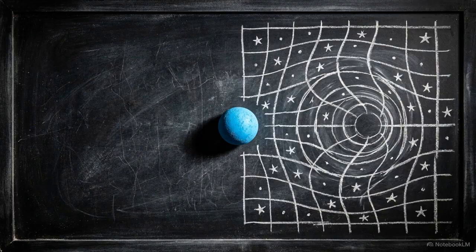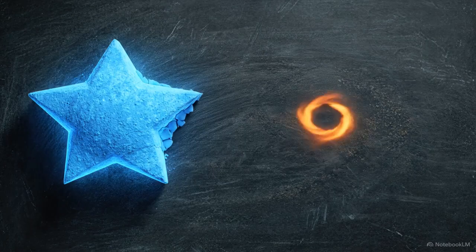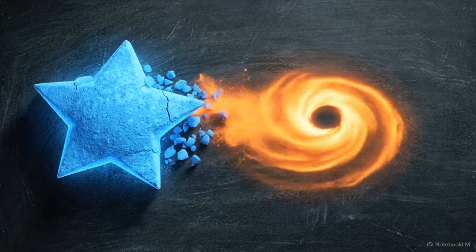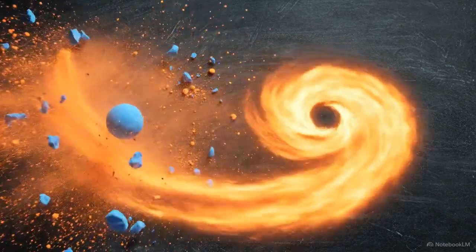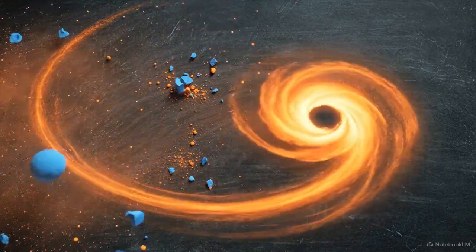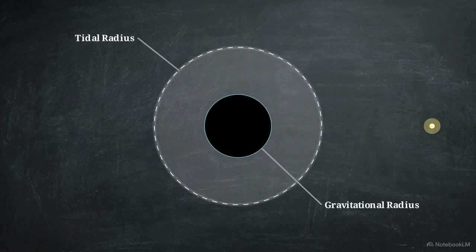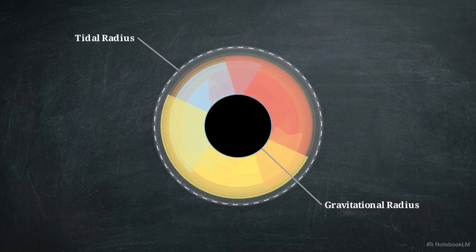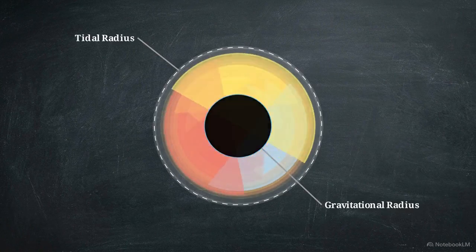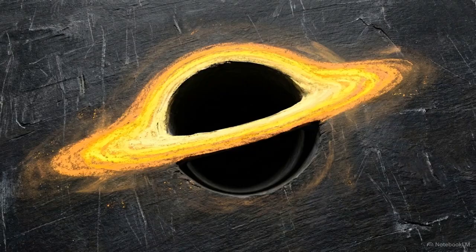Time-domain astronomy also captures a much more violent signature, the tidal disruption event, or TDE. A TDE occurs when a star wanders too close to a black hole. The immense gravitational gradients stretch and shred the star into a highly luminous accretion disk. Intermediate black holes are uniquely optimized for producing these events because their tidal radii are larger than their gravitational radii. They rip stars apart entirely before swallowing them.